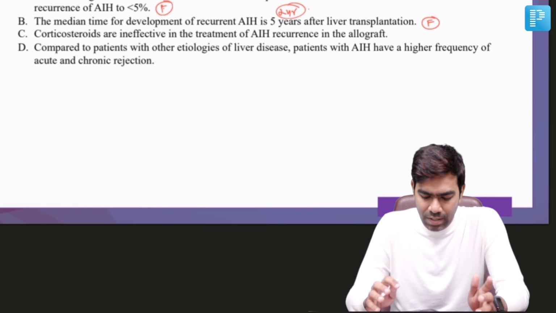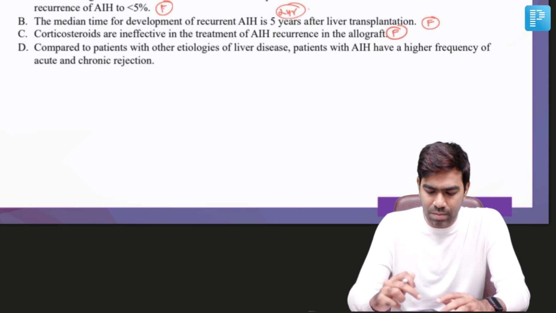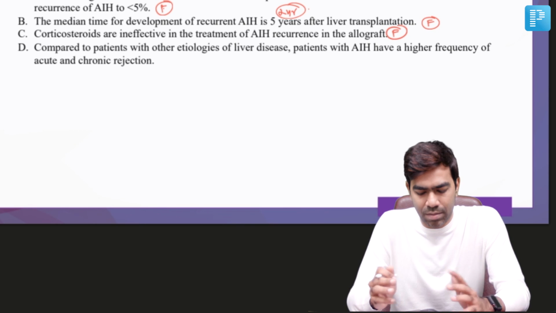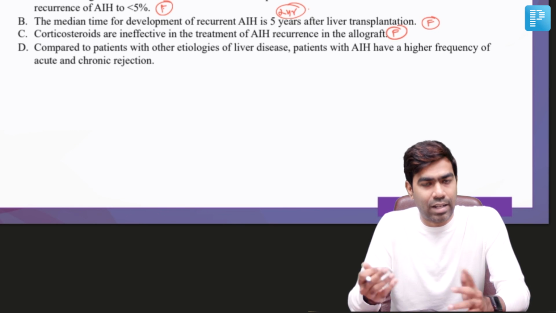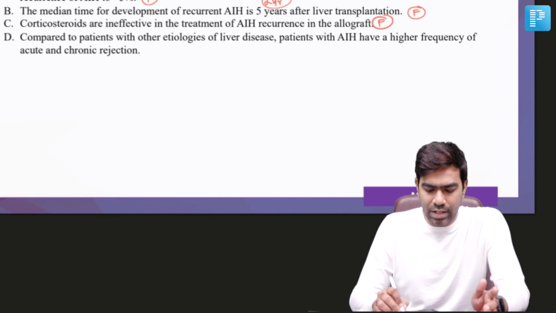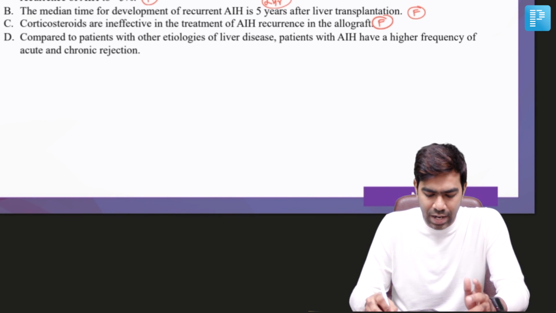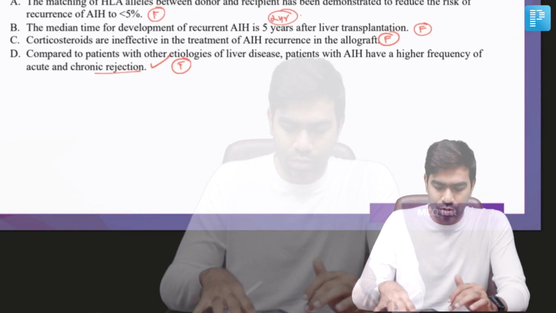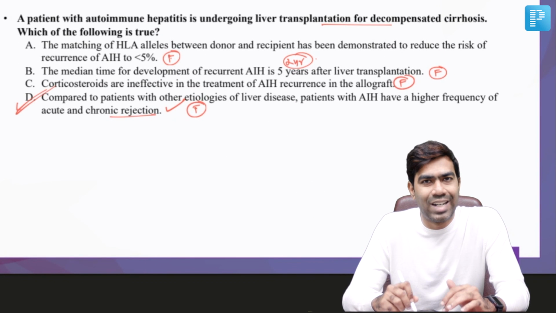And corticosteroids are ineffective in the treatment of AIH recurrence in the allograft is also a false statement, because corticosteroids along with probably azathioprine are going to be an effective treatment option for autoimmune hepatitis and its recurrence in the allograft. And compared to patients with other etiologies of liver disease, patients with autoimmune hepatitis have a higher frequency of acute and chronic rejection. This is an absolutely true statement. So compared to other causes for which you are doing liver transplantation, if you are doing liver transplantation for autoimmune hepatitis, there is definitely a high risk of rejection, both acute as well as chronic rejection. So the right answer for this question is going to be option number D.